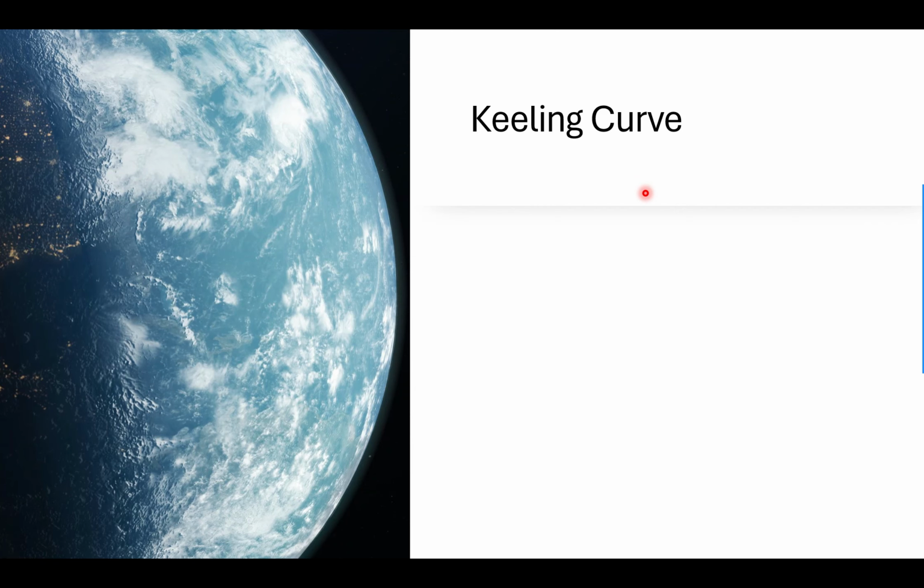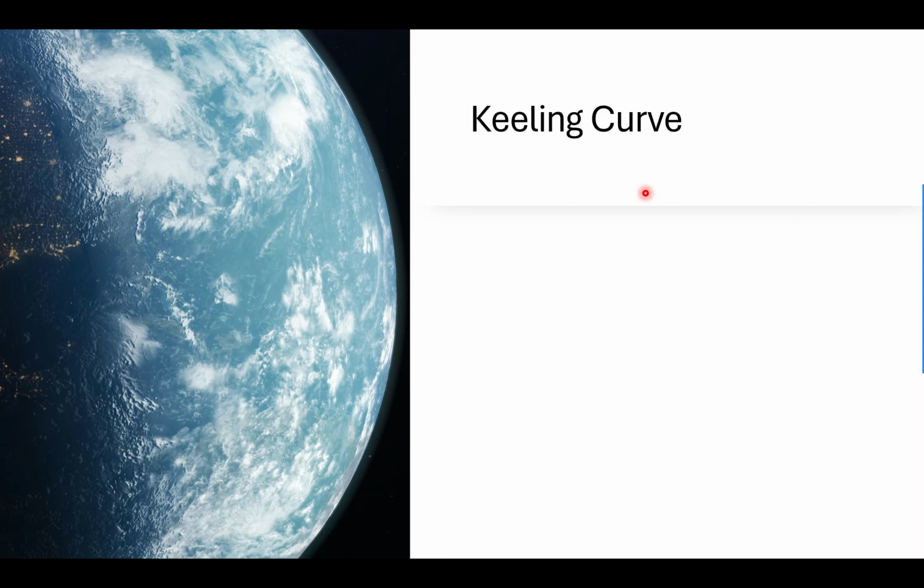So, have you heard of this word, the Keeling curve? And if yes, what is it that you heard? No, okay. Right, so let me put it another way so that you can better grasp it.